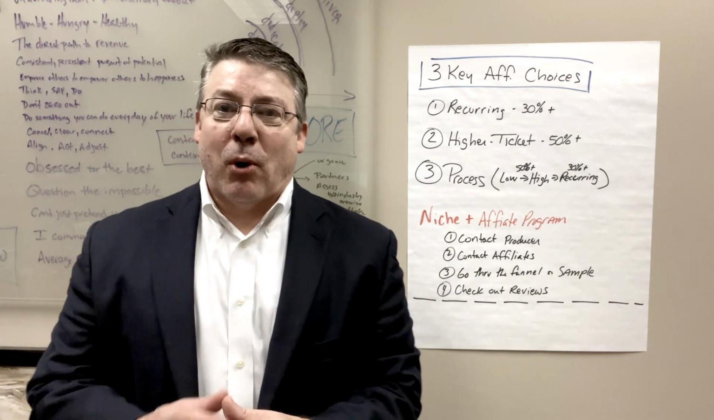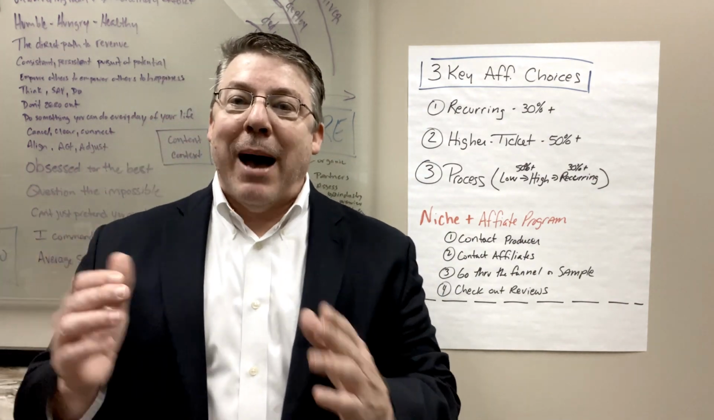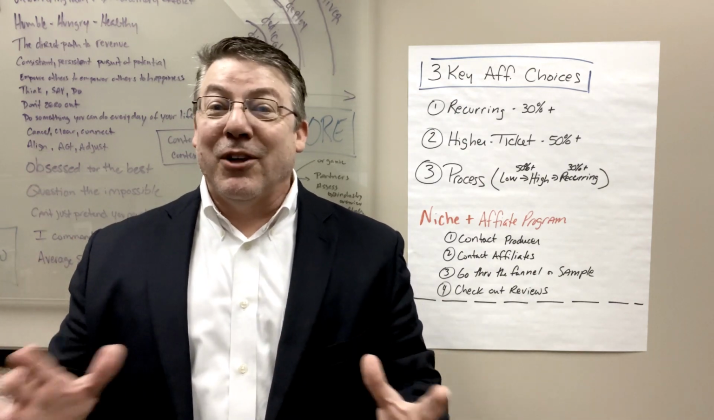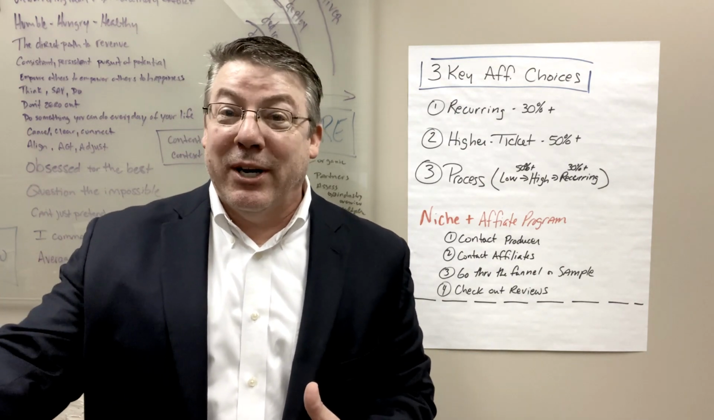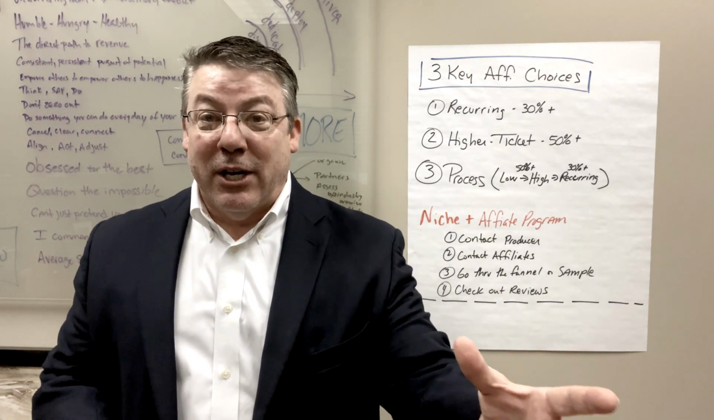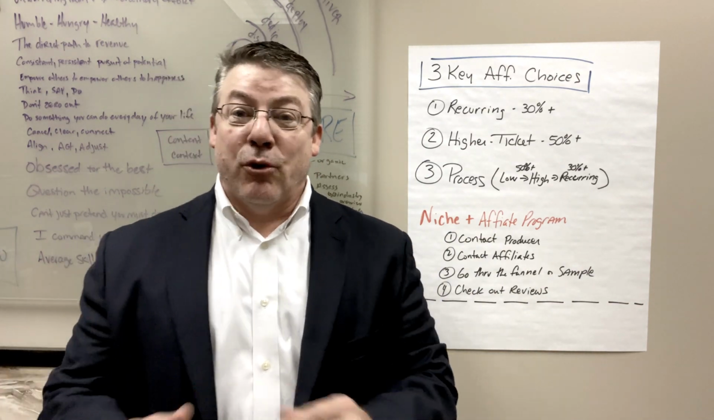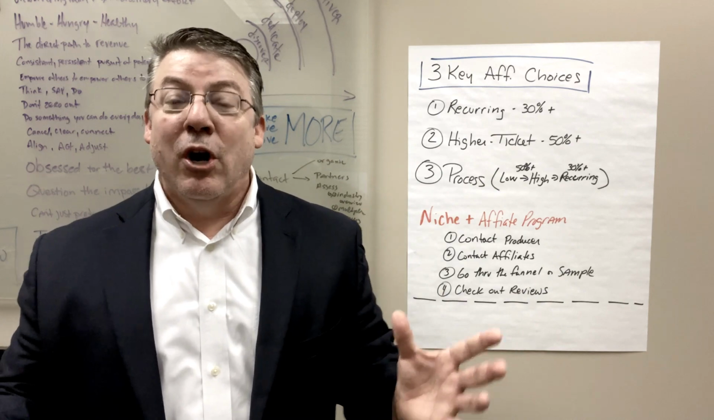And then the process product. So this is the one where they buy the initial product, there's an upsell, there's a cross sell, there's a lot of those different sales. Maybe it's got a recurring component as well. So you're going to earn 50% on one side and you're going to earn 30 or 33% on the recurring side. So there's a lot of different options out there for you when it comes to that.